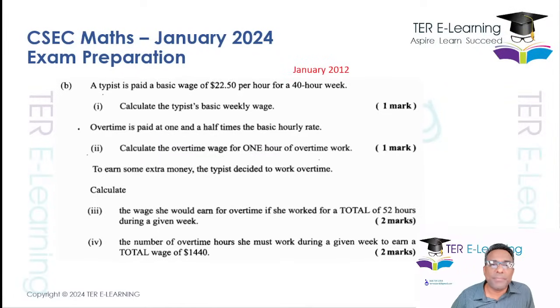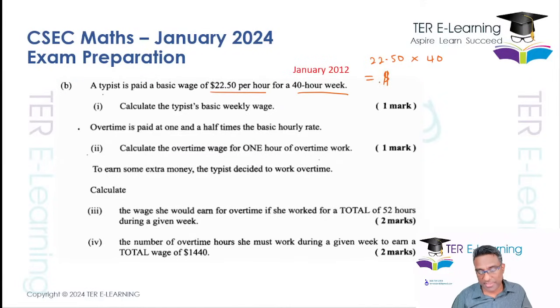So the basic wage is $22.50 per hour, and it's a 40-hour work week. That's typically how people work. So to work out the typist's weekly wage, all we need to do is take the $22.50 and multiply that by 40 hours, and that's going to give you your basic wage for the week. So that's $22.50 multiplied by 40. You're going to get $900. That's your basic weekly wage. So that's the answer for this part.